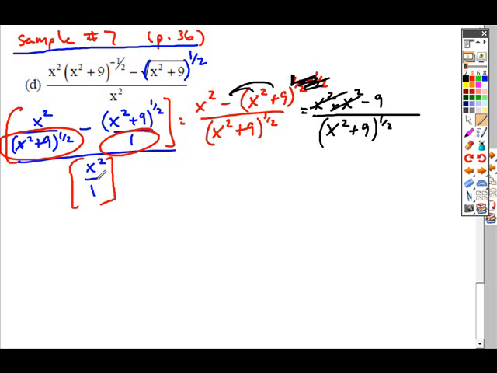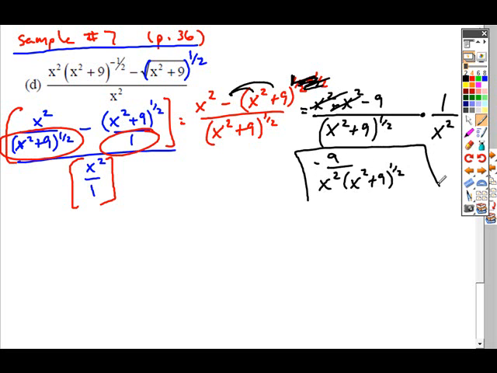And now instead of dividing by x squared over 1, we're going to multiply by the reciprocal, 1 over x squared. And so multiplying across, we get negative 9 over x squared times x squared plus 9 to the 1/2. No factors were removed or canceled from the denominator, so we don't have to identify any other domain restrictions. They're all apparent in the simplified form.